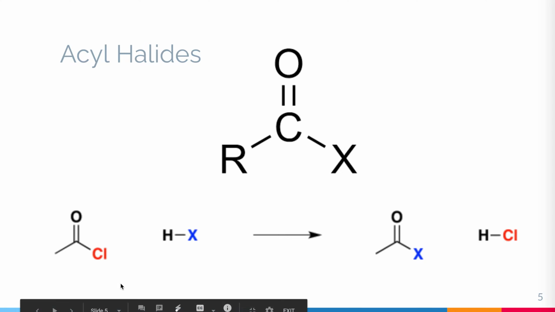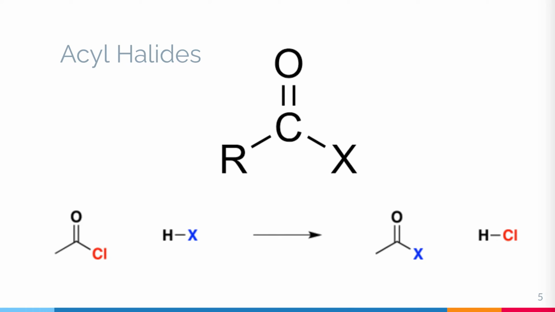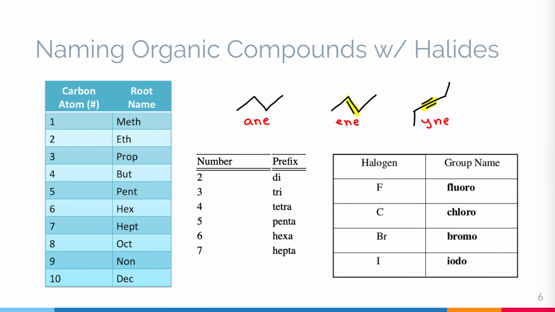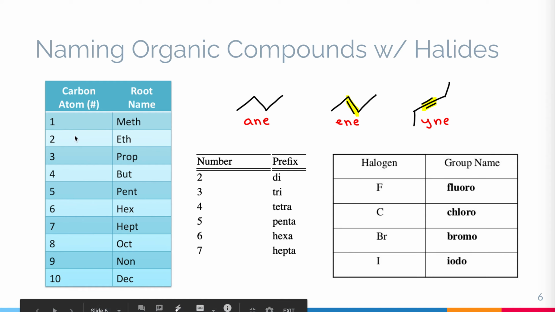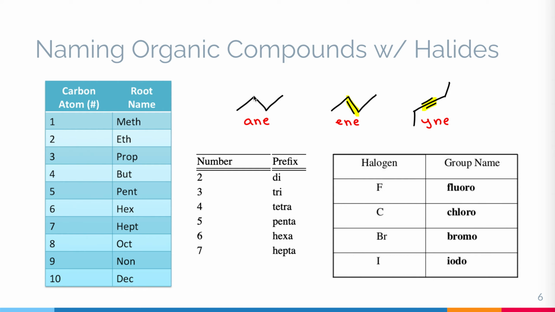The example here depicts the nucleophilic acyl substitution reaction between ethanoyl chloride and a hydrogen halide. Moving on to naming organic compounds with halides. After determining the root name, seen here, based on the number of carbon atoms in the longest carbon chain, you have to look at the specific halogen present, which determines the group name or prefix. Then you look at the ane, ene, and yne classification based on whether single bonds, double bonds, or triple bonds are present in the carbon chain.